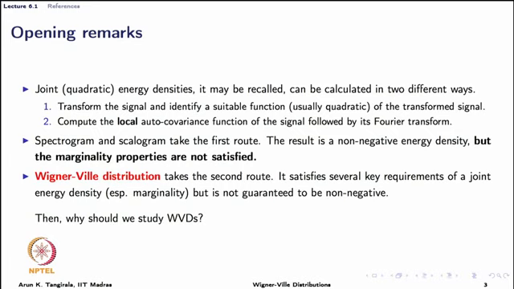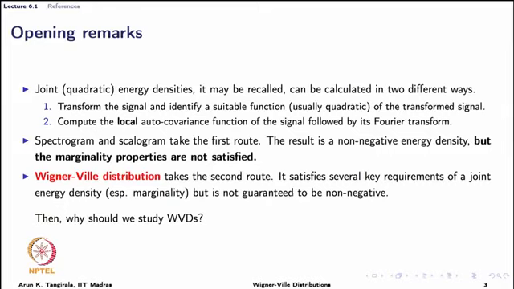So, what about Wigner-Ville distributions? Wigner-Ville distribution takes the second route, and this again we have noted earlier as well. That is, it computes a local autocovariance function and then takes a Fourier transform. As a result, by virtue of Wigner's own result, it satisfies several key requirements, especially marginality, but unfortunately it is not guaranteed to be non-negative for all signals in the entire time frequency plane. For a specific class of signals, maybe the WVD can turn out to be non-negative, but not necessarily for all signals. So, why should we really study Wigner-Ville distributions if it is not going to be non-negative?